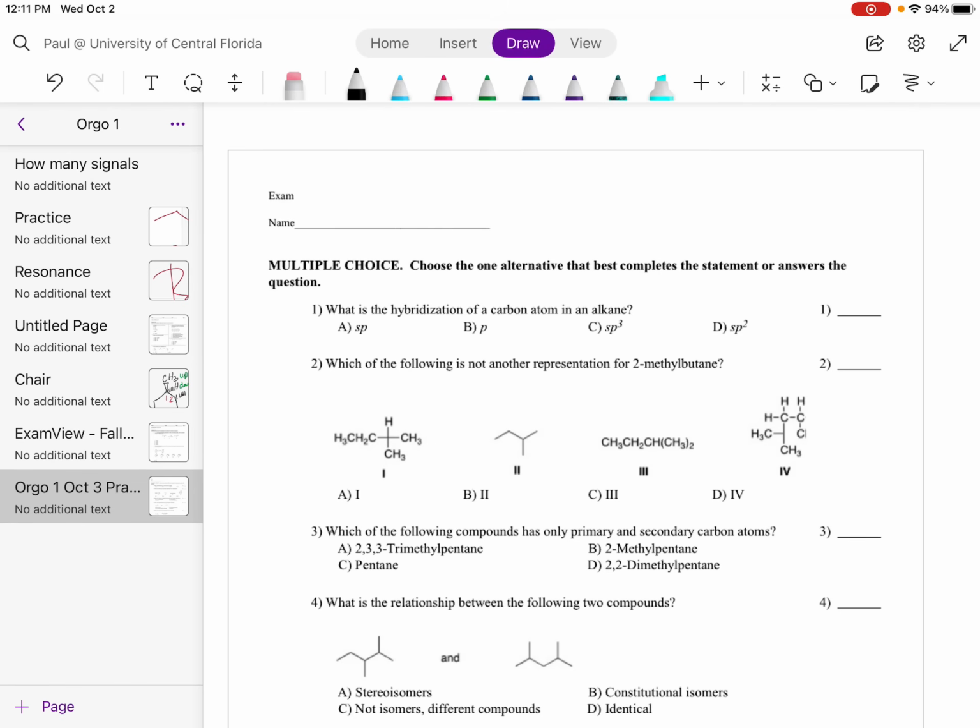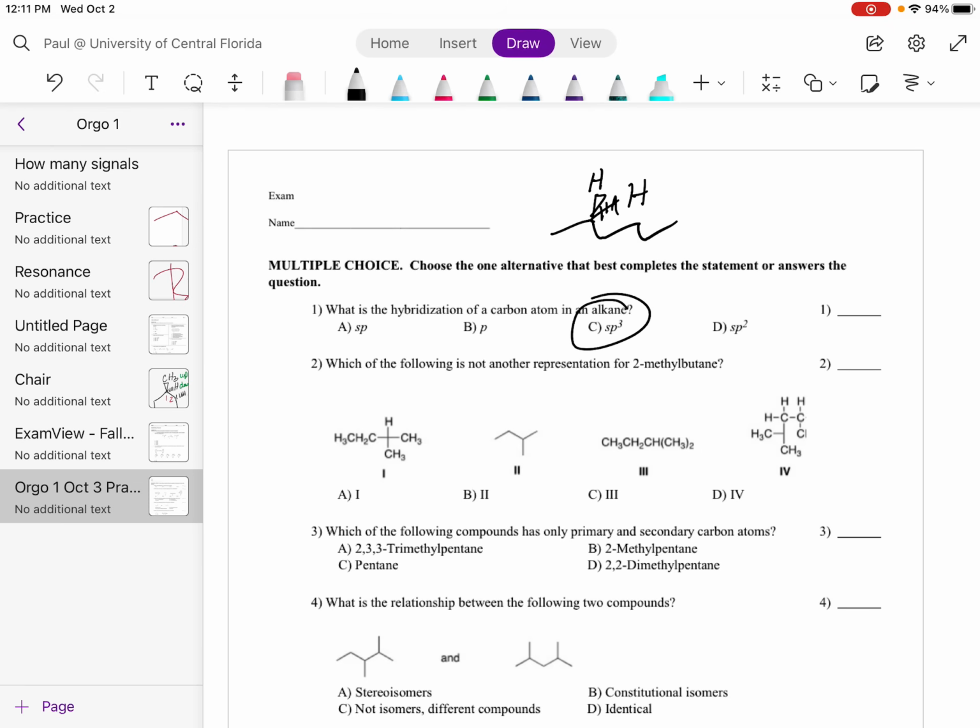So what is the hybridization of a carbon in an alkane? First, what is an alkane? Looks something like that. And when we take a closer look at every carbon, there's going to be implied hydrogens. So we have 4 groups around every carbon in an alkane, making that sp2 hybridized.